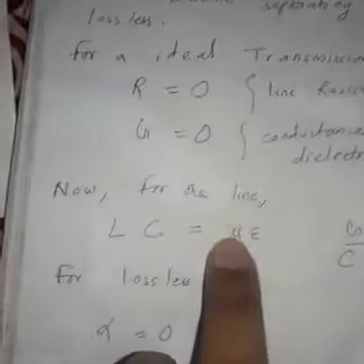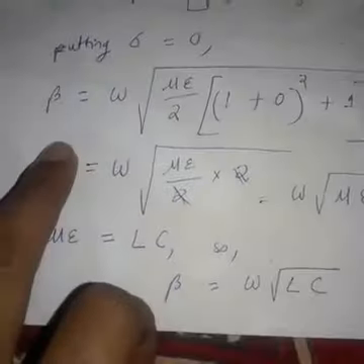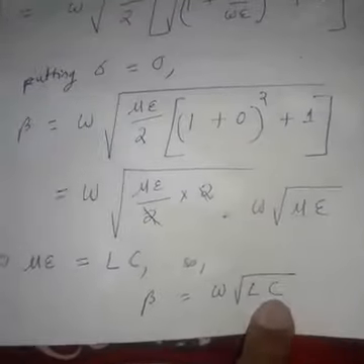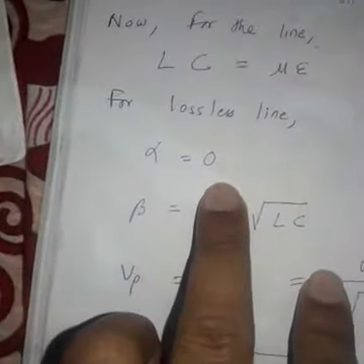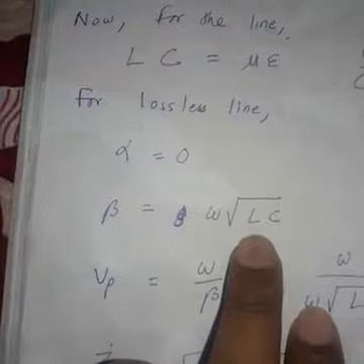Now if you recall from the formula in the previous class, I told you that mu into epsilon is equal to L into C. So putting it in this equation, beta is equal to omega into root over of mu into epsilon, or beta is equal to omega into root over of L into C. So in this way for a lossless line we derive the two formulas, alpha equal to 0, beta is equal to omega into root LC. Okay, clear?